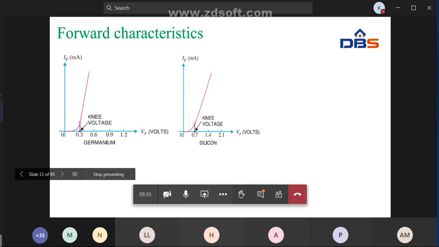Right? So in a silicon diode, 0.7 volts is the knee voltage, whereas in a germanium diode, 0.3 volts is the knee voltage or cut-in voltage. The other name for knee voltage is cut-in voltage. Cut-in voltage, knee voltage, everything is the same. So for germanium, the cut-in voltage is 0.3 volts. For silicon, the cut-in voltage is 0.7 volts.